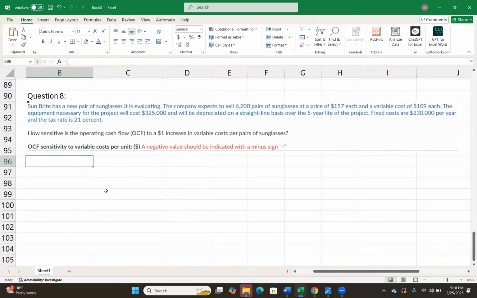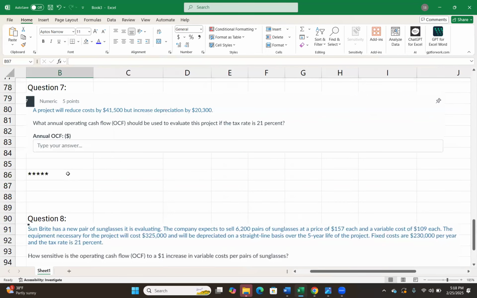Okay. Really quick, if you go back to the question before, that 41.5 times the tax would give you the EBIT.